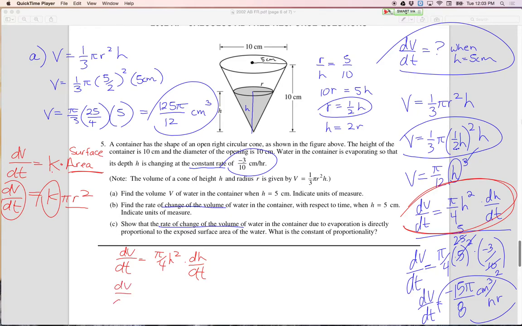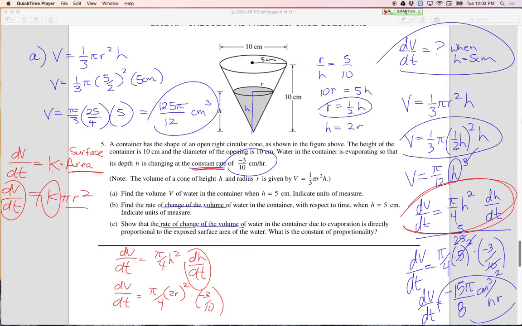So dV/dt is equal to pi over 4 times 2r quantity squared times dh/dt. Now, do we know dh/dt? Yeah. Now, dh/dt could change based on different heights, but they told us it was what? That's why that was so important. Because it's always going to be negative 3/10, which means I can plug in for it.